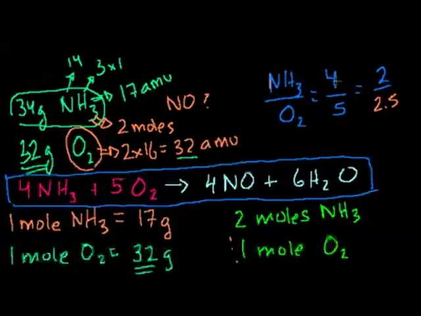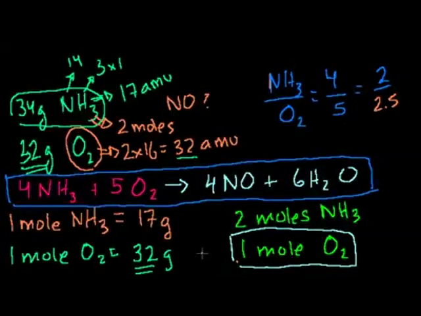4 over 5, right? If you doubled both of these numbers, you get 4 over 5, right? So I need 2.5 moles, but I don't have 2.5 moles of oxygen. I only have 1 mole of oxygen. So oxygen is going to be the limiting reagent in this reaction. Limiting reagent. I don't have enough oxygen. I have plenty of ammonia, but I don't have enough oxygen to react with it. So this is the limiting reagent.